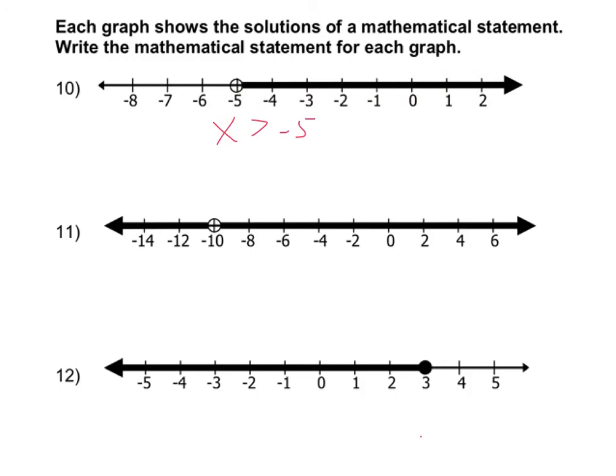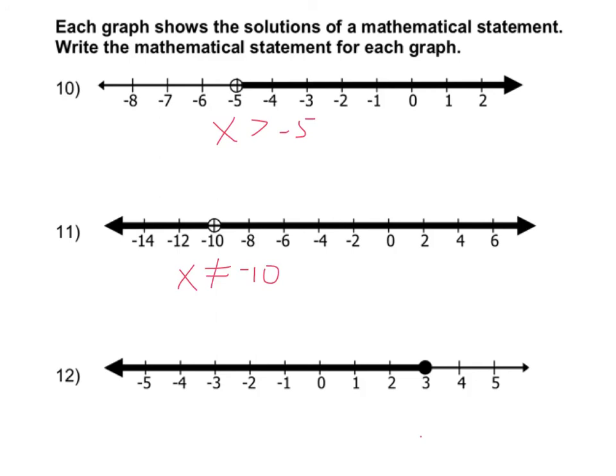Okay? Number 11, what you should have written, if you look at this, -10 is not a solution. But everything else is. The numbers to the right of -10, the numbers to the left of -10. So the only thing that's not a solution is -10. So I would write this. X is not equal to -10. Right? Because x could be anything except -10.